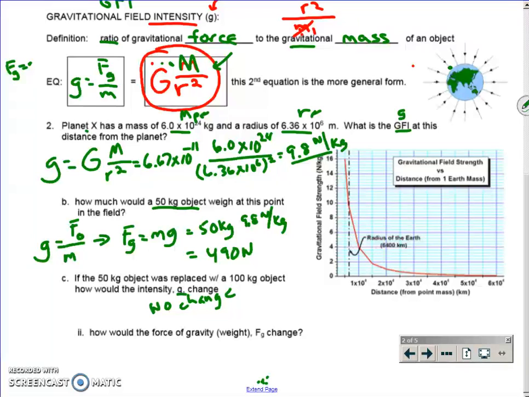Okay, how would the force of gravity, in other words, the weight, change? Well, if we have twice the mass, then from this equation right here, this stayed the same, this goes up by a factor of 2, therefore the force of gravity would be 2 times greater.